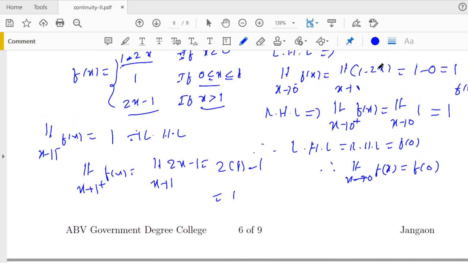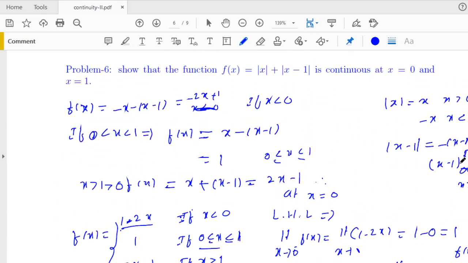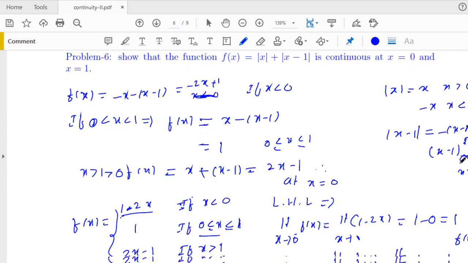Therefore, at x equal to 1, f of 1 equal to 1. Therefore, left hand limit equal to right hand limit equal to f of 1. This total value equal to 1. Therefore, the given function is continuous at x equal to 1 also. Therefore, given function is continuous at x equal to 0 and 1. Hence proved.